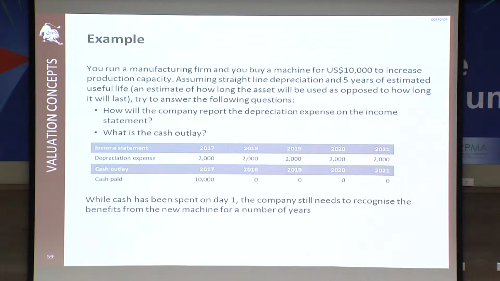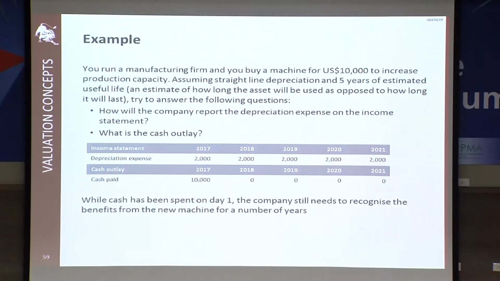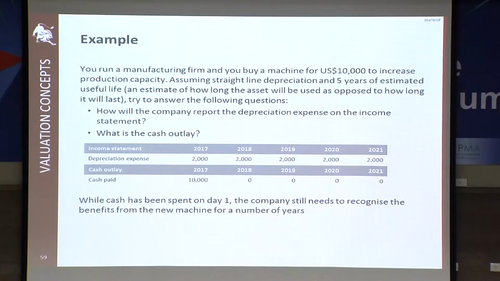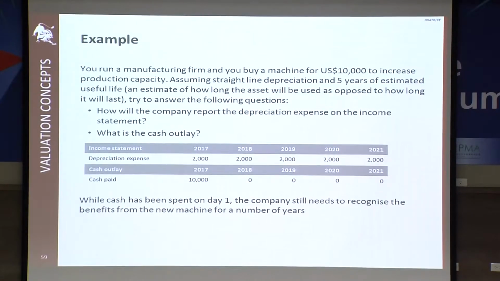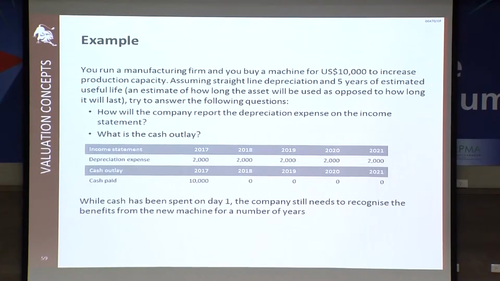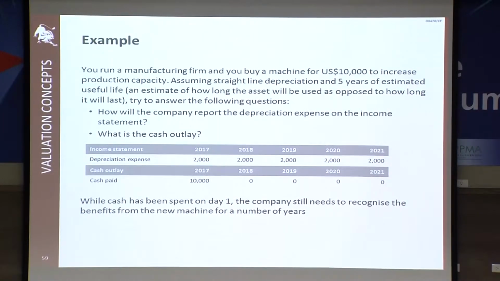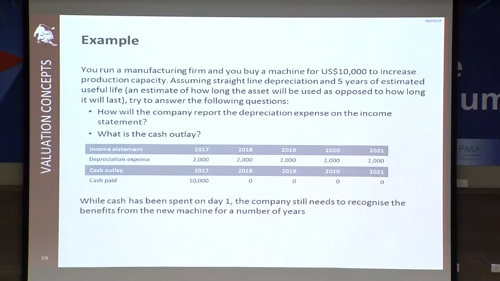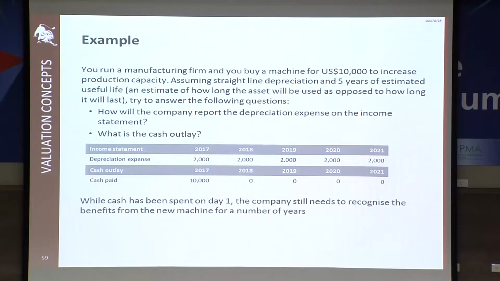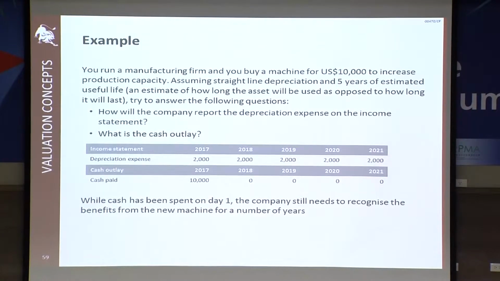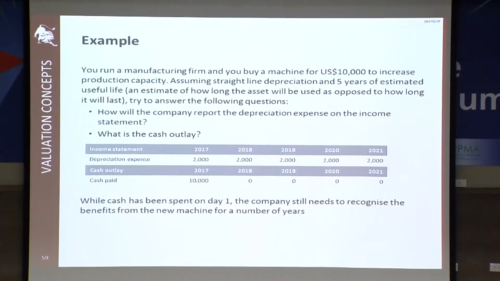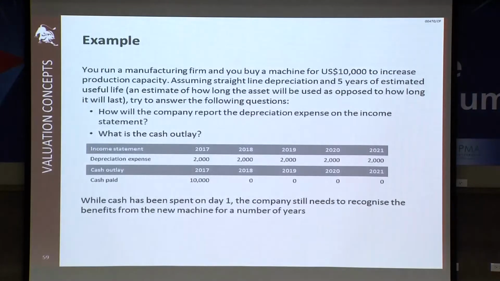You own a manufacturing firm, you buy a machine for $10,000, you are depreciating it straight line, so equally over 5 years, so that's $2,000 a year. How will it appear on my income statement versus my cash flow statement? So in this table here, in the center of the slide, I show an equal expense over 5 years of $2,000. And the reason I do that is because the machine is going to be useful to me over 5 years. So I should pay for it over 5 years based on my income statement.